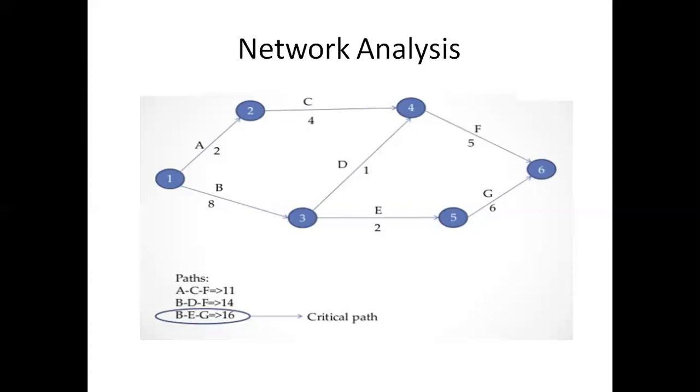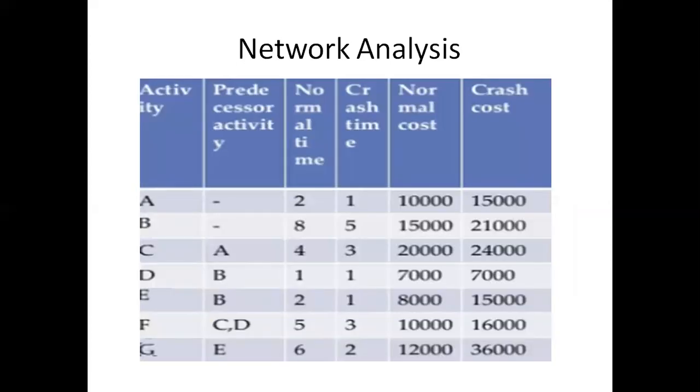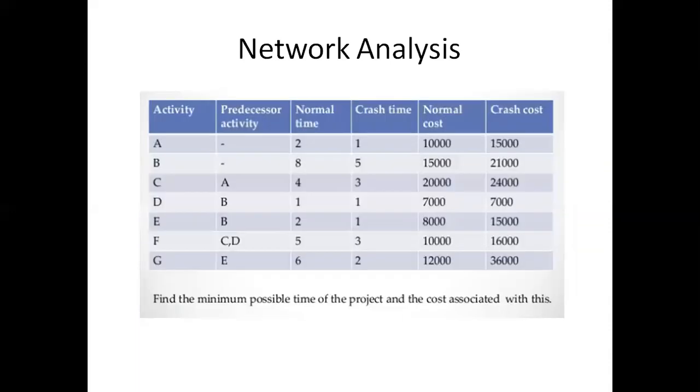Now we can check the critical path. The path ACF is 11, BDF is 14, and BEG is 16. So we have the critical path as 16 days because activity path BEG takes the maximum number of days, that is 8 plus 2 plus 6, 16. Now we have the activities A, B, C, D, E, F, G. We have the normal time, the crashing time, the normal cost, and the crash cost. This is the very simple form of this table.